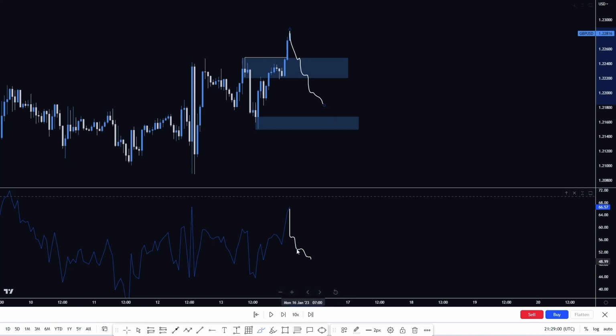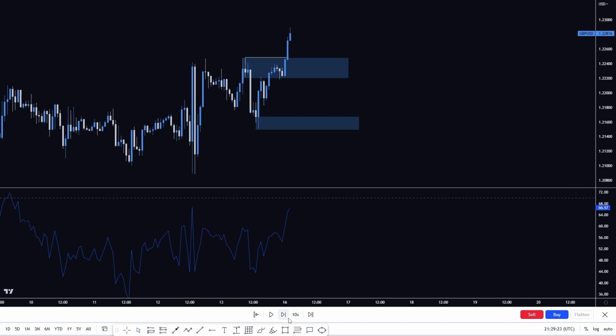However, for the RSI to diverge, what we'd want to see is this to break lower while this holds, and then start to move to the upside, and then this will follow to the upside, and that will show us that we had that divergence in price, and then we may see that move higher. So that's what we're looking for. So let's see how price plays out. What happens next?